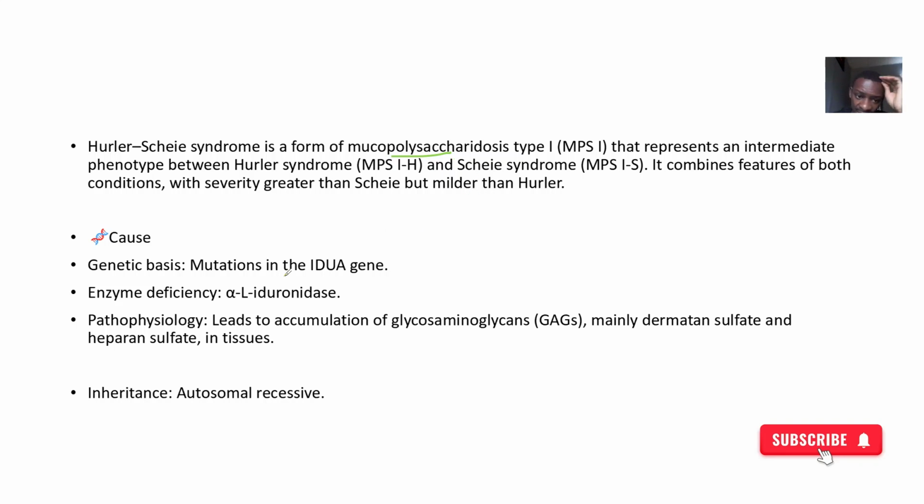So genetic basis, there's a mutation in the gene known as the IDUA gene. So the enzyme affected is the what? Alpha L iduronidase. So pathophysiology will now lead to accumulation of what? Glycosaminoglycans. Mainly the dermatan sulfate is affected, the heparan sulfate is also affected. So inheritance is autosomal recessive.